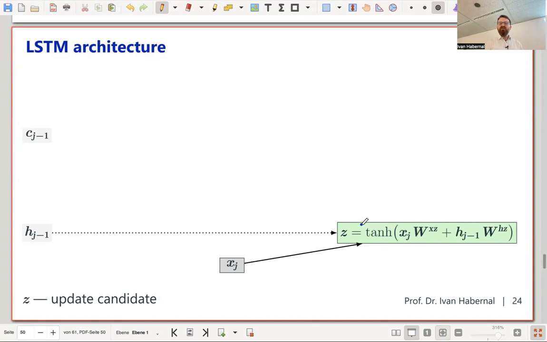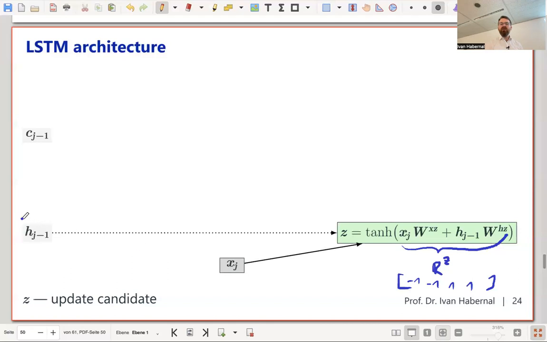So what this tanh is doing, this is going to be some vector of dimensionality z, so I believe it's going to be R^z. But after this tanh, it's going to be mostly a vector of minus ones and ones. Not completely, because tanh is minus one for minus infinity and plus one for plus infinity, but we'll be close to minus one and one. We call this an update candidate.